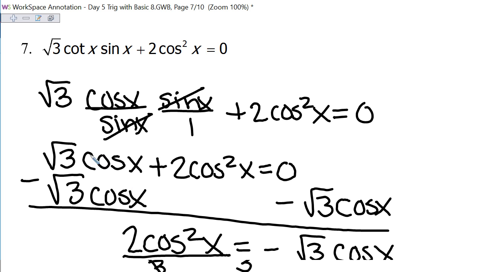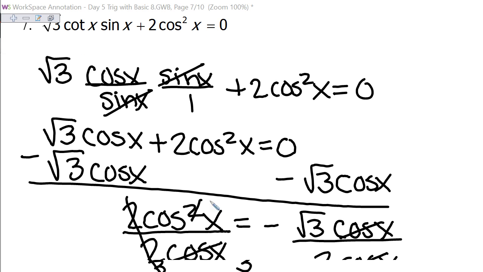So over here, those 2's cancel. Cosine in the denominator will cancel only 1 in the numerator. So that leaves us with cosine of x is equal to cosine of x, those cancel. So cosine of x is equal to negative square root of 3 over 2.